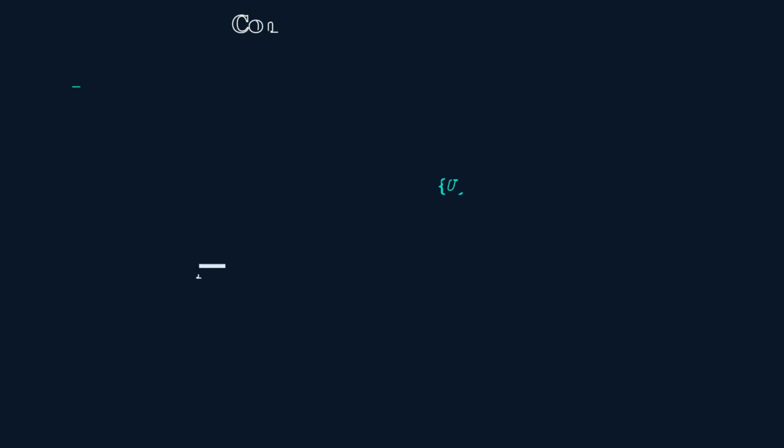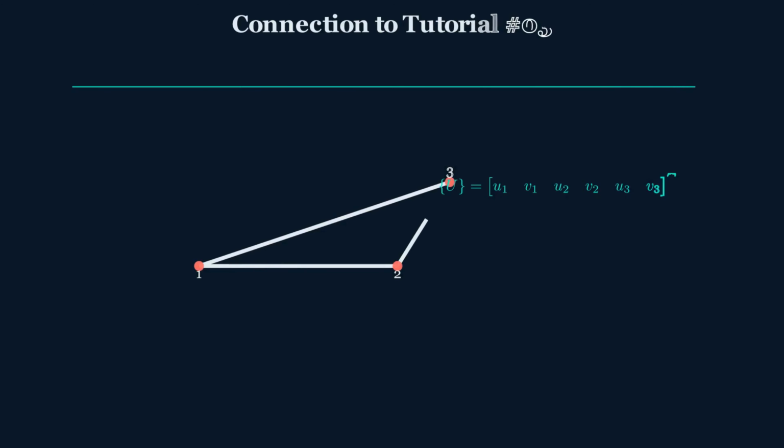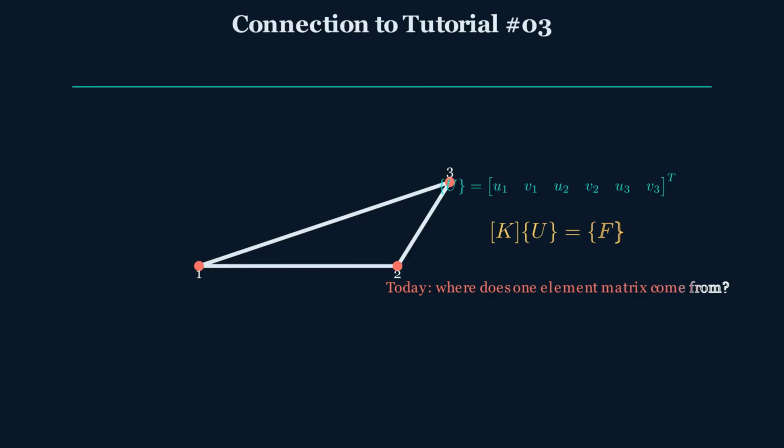In Tutorial 3 we analyzed a triangular two-dimensional truss. Each node had two translational degrees of freedom, horizontal U and vertical V. The complete structure eventually produces the global equation Ku equals F. But before global assembly, we must know the stiffness matrix of each individual member.